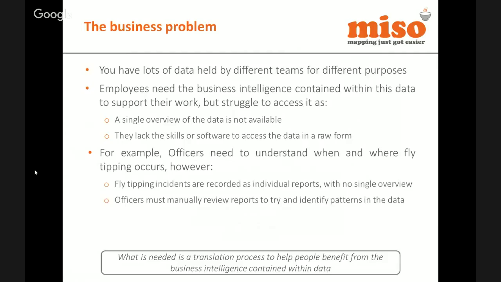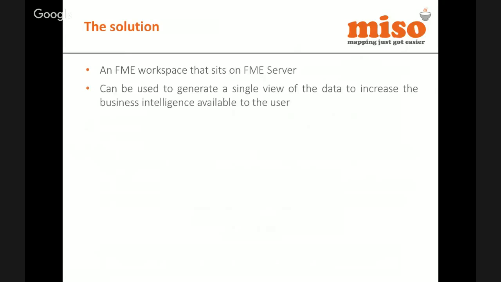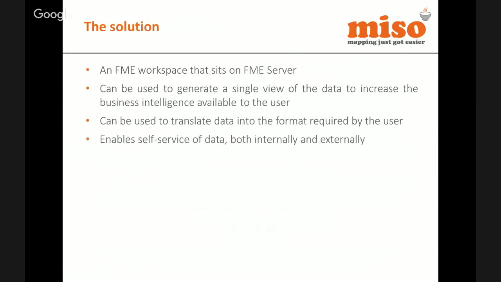So the solution: an FME Workspace that sits on FME Server can be used to generate that single, most up-to-date view, using all of the sources. The workspace will generate and provide the up-to-date version. It means that they can self-serve that data. They just need to click it. They don't need to bother the team. Once it's set up, it's up there and it's working. It's quick and easy to run because it's just that one click button.